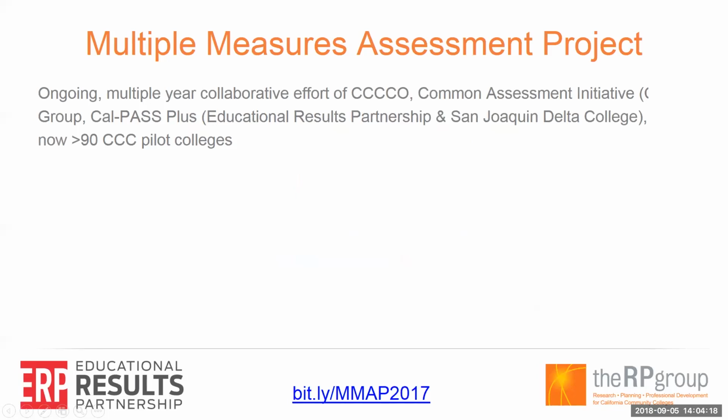So, a background on the Multiple Measures Assessment Project. For the past 5 years, we're in the 5th year of the project, it has been a collaborative effort with the Chancellor's office. Originally it was independent for its first year, then it was subsumed by the Common Assessment Initiative. And we've always been in partnership with the RP Group and Educational Results Partnership. At the end of the spring of this past year, before we switched over to support AB 705, we had over 90 colleges that were implementing the multiple measures decision tree. So many of you on the line are probably pilot colleges for multiple measures.